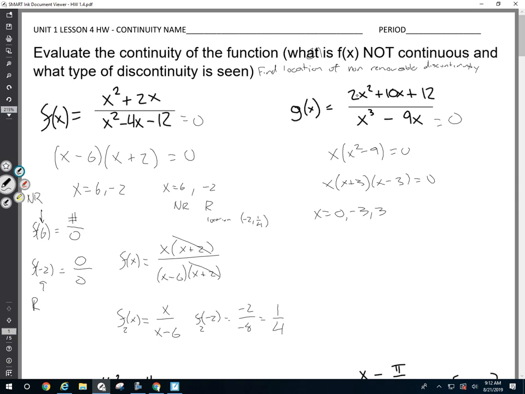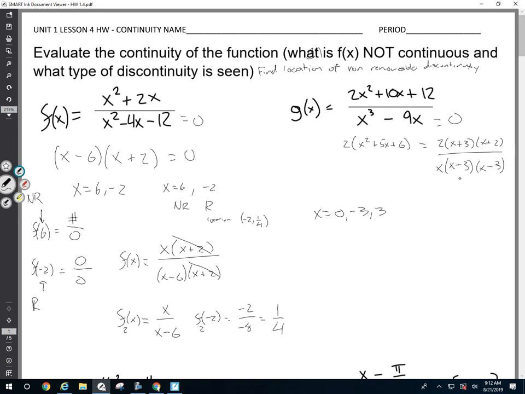Now, let's look at the numerator. It's probably going to be easier if I had a calculator. I could just plug these values in, and it'd be quick. But I don't have a calculator, and you're not going to have a calculator on a quiz. So probably the easiest thing to do right now is to factor the numerator as well. I'd start by factoring out a 2. I'd have x squared plus 5x plus 6. And then I'd factor that to be x plus 3, x plus 2. So I got 2 times x plus 3, x plus 2, and then the denominator is x, x plus 3, x minus 3.